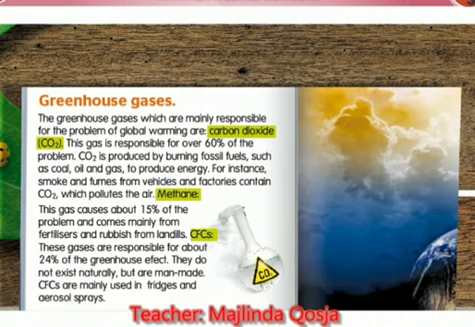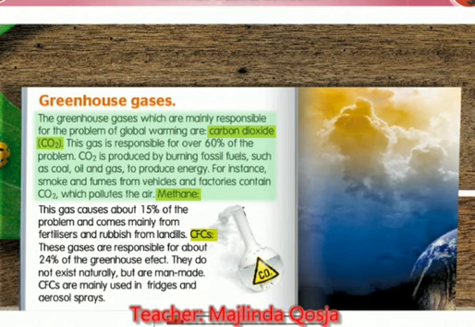What's the problem with greenhouse gases? The greenhouse gases which are mainly responsible for the problem of global warming are carbon dioxide, CO2. This gas is responsible for over 60% of the problem. CO2 is produced by burning fossil fuels such as coal, oil, and gas to produce energy. For instance, smoke and fumes from vehicles and factories contain CO2, which pollutes the air.